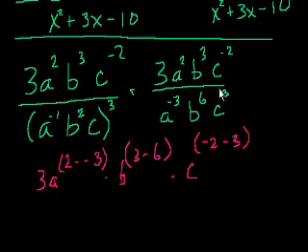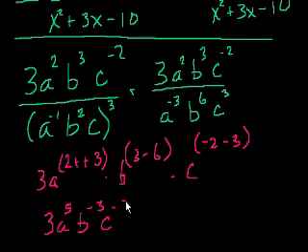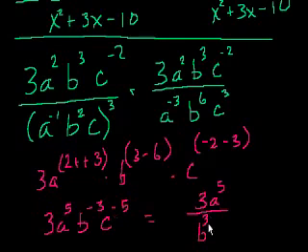Right? Once again, if we were multiplying these two, I would add the exponents. But anyway, let's simplify this. This equals 3a to the 2 minus minus, so that's plus 3, 3a to the 5th, b to the minus 3, c to the minus 5. And this is the same thing as 3a to the 5th. B to the minus 3 is the same thing as 1 over b to the third. So over b to the third. And this is the same thing as 1 over c to the 5th. And that is choice A.